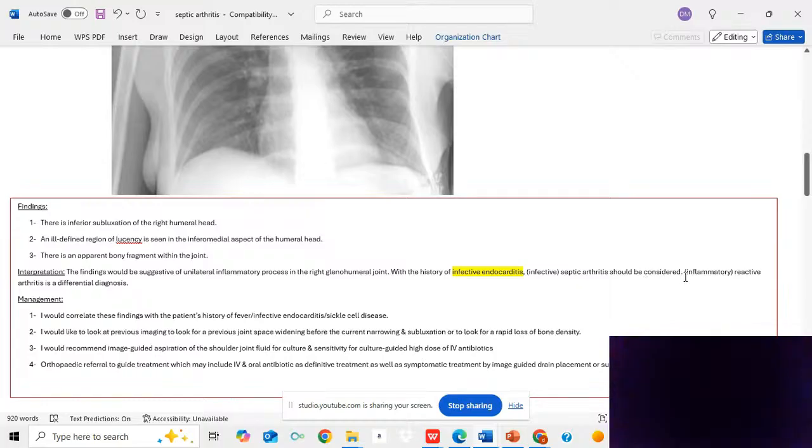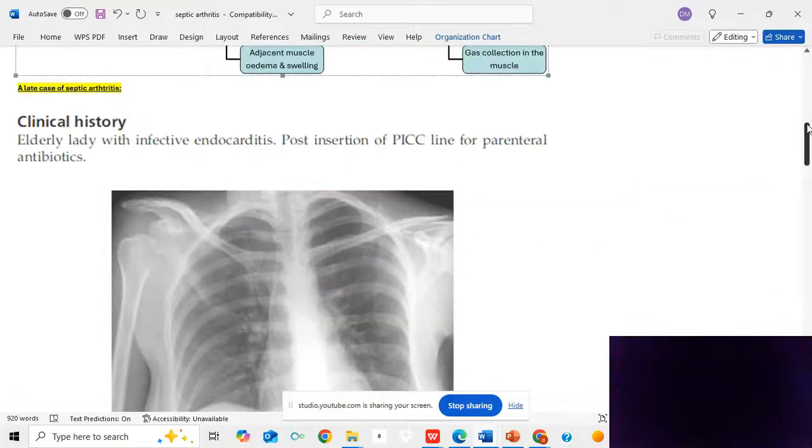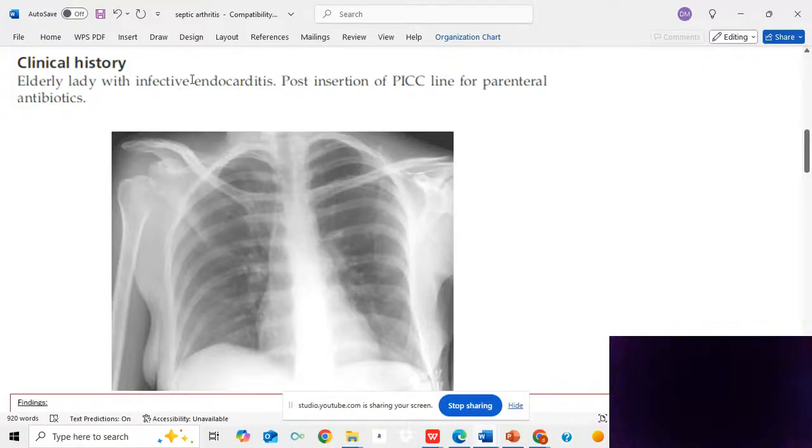Okay, however, inflammatory arthritis, you know that septic arthritis is infective arthritis. So when you see infective endocarditis in the history, this is infective arthritis. Whenever you see infective endocarditis, yeah, this is infective arthritis, okay?